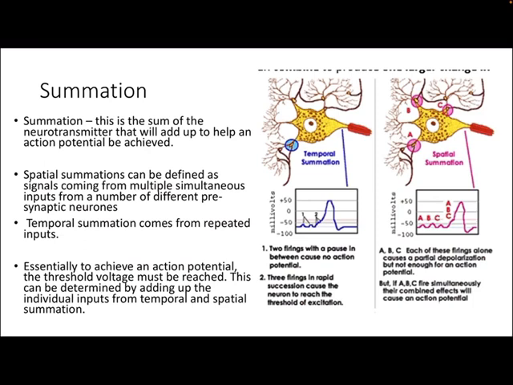Temporal summation comes from repeated inputs. So again, if you look at the diagram on the left, two firings with a pause between them cause no action potential. There's not enough neurotransmitter from each firing to reach the threshold value. Three firings in rapid succession, however, cause the neuron to reach the threshold and an action potential is triggered. So essentially, to achieve an action potential, the threshold voltage must be reached at minus 55 millivolts. This can be achieved by adding up the individual inputs from temporal and spatial summation.